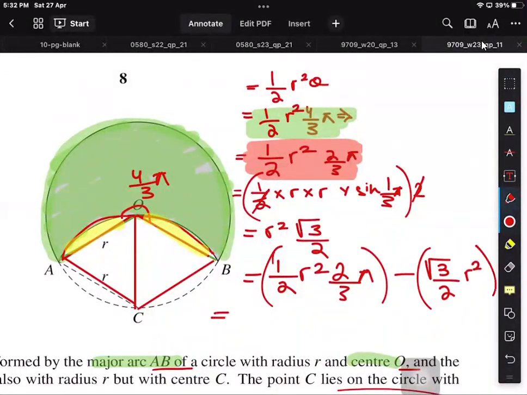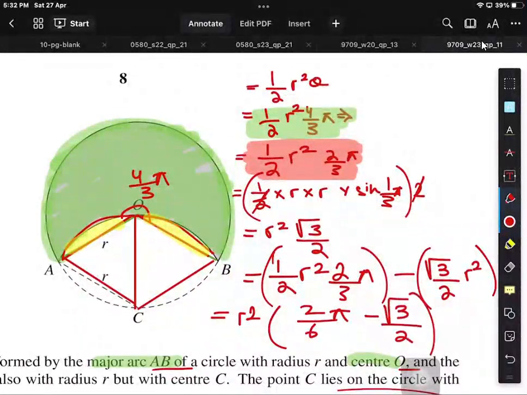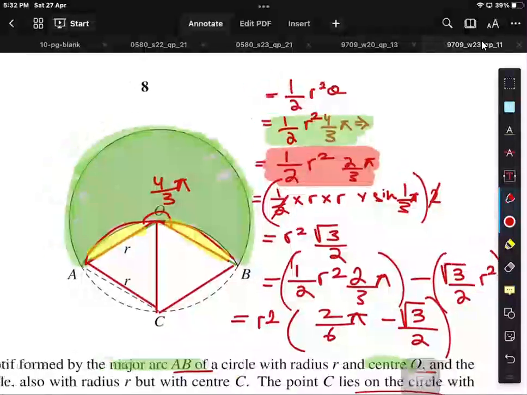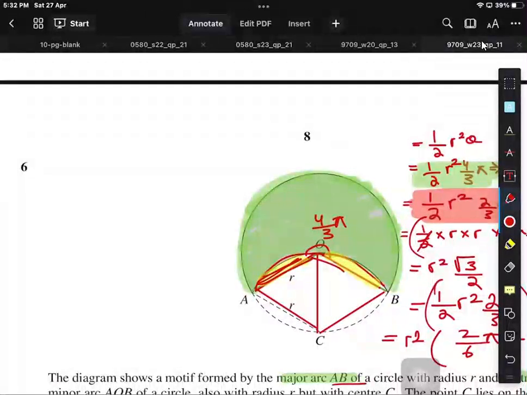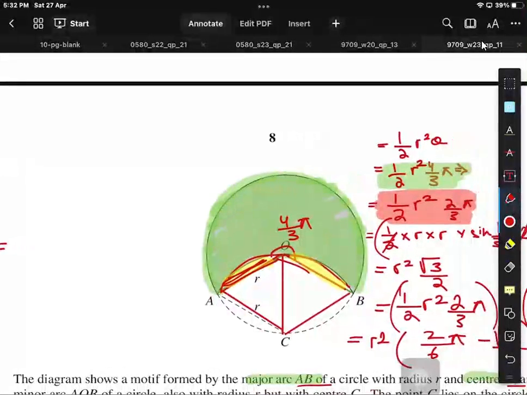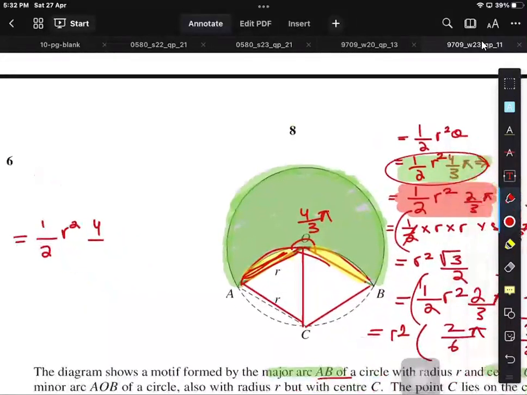Right, let's take R squared common, and then I would be left with half. So if I multiply these two, that would be 2 over 6 pi minus under root 3 over 2. Okay, so that is our area of these little regions, right? And now from this area of the whole sector, which includes these little areas, these yellow areas, I can minus these two little areas and I will get the shaded region.